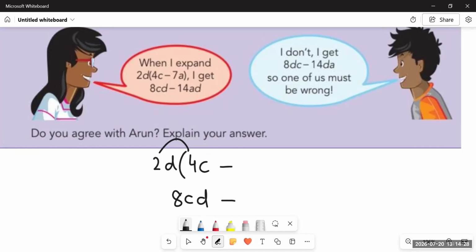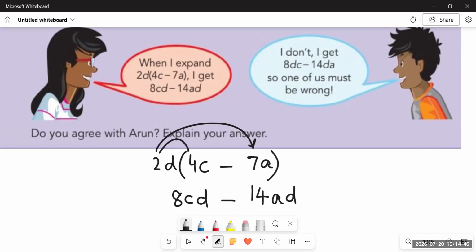Okay, let's put a minus sign. 2d multiplied by 7a. 2 7s are 14. d multiplied by d is d square. Oh, yeah, it's a actually. So it will be ad. So that's correct. What's wrong over here? Why is Arun saying it's wrong?